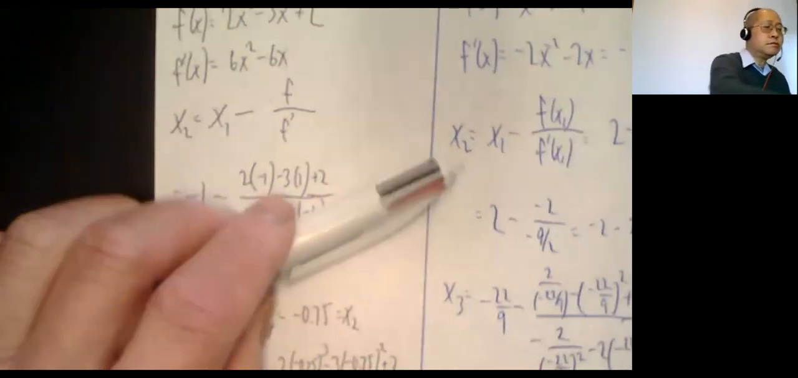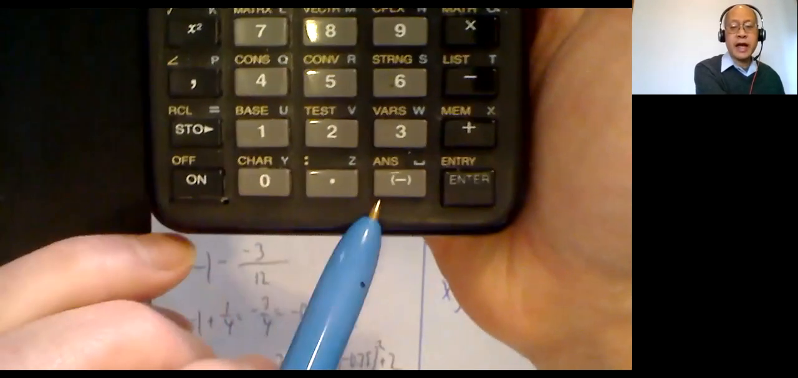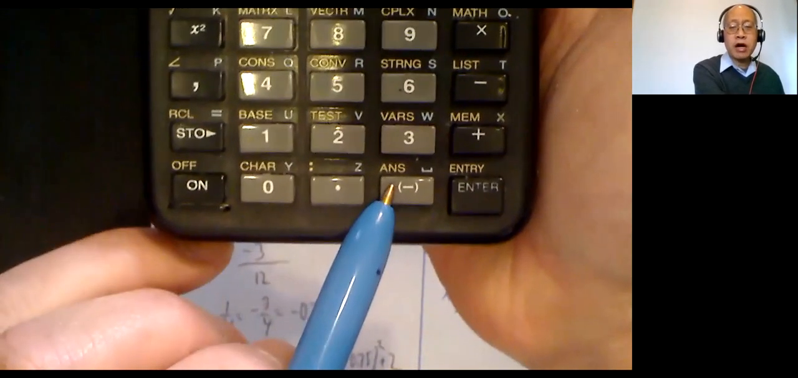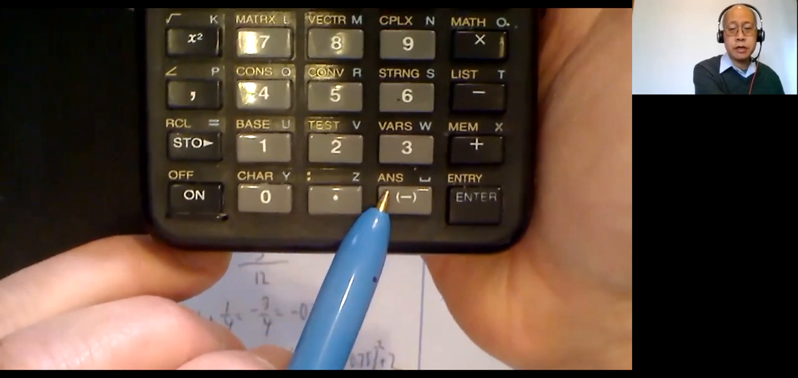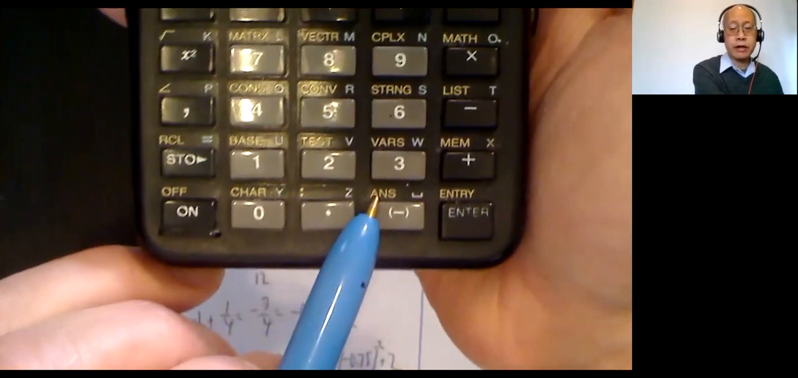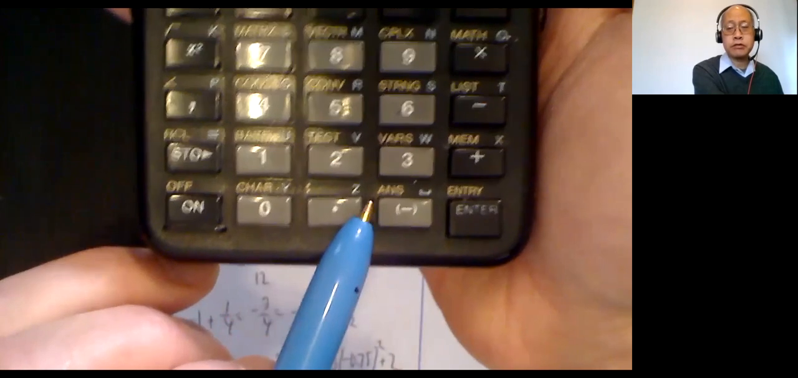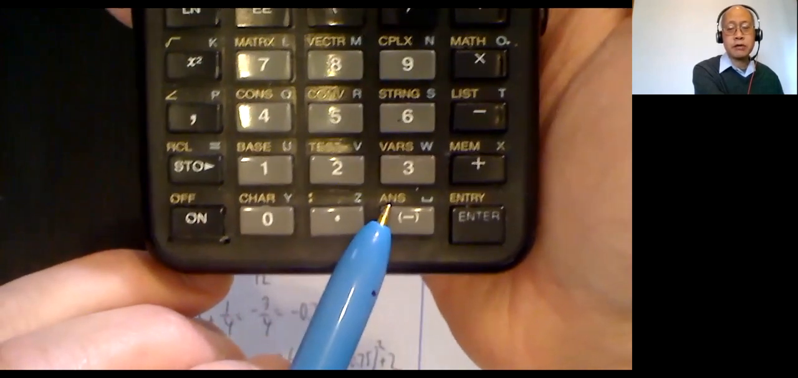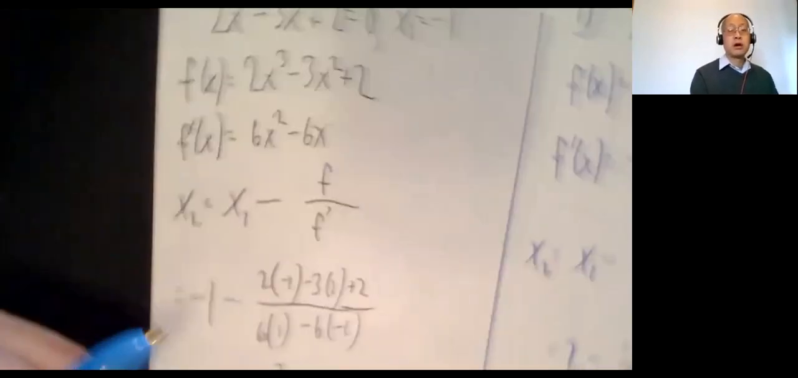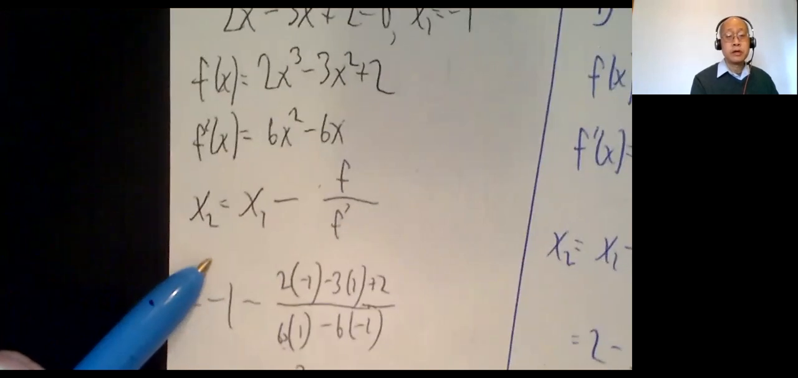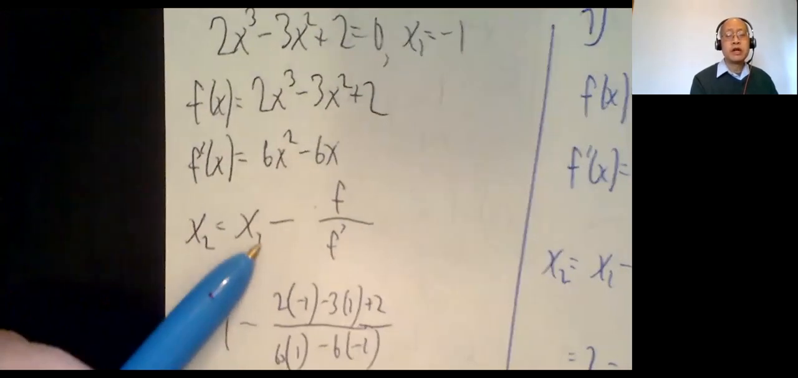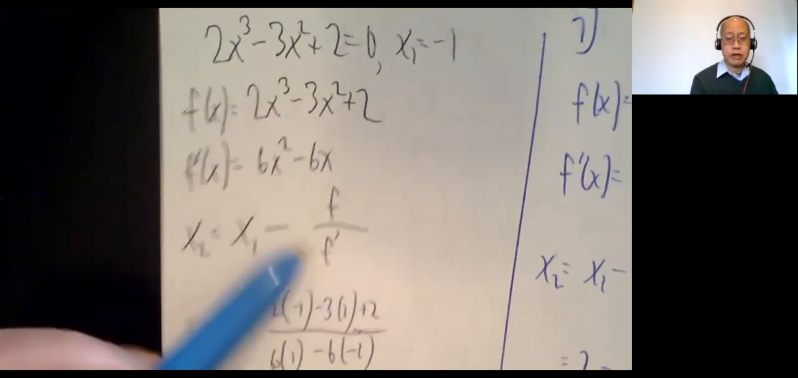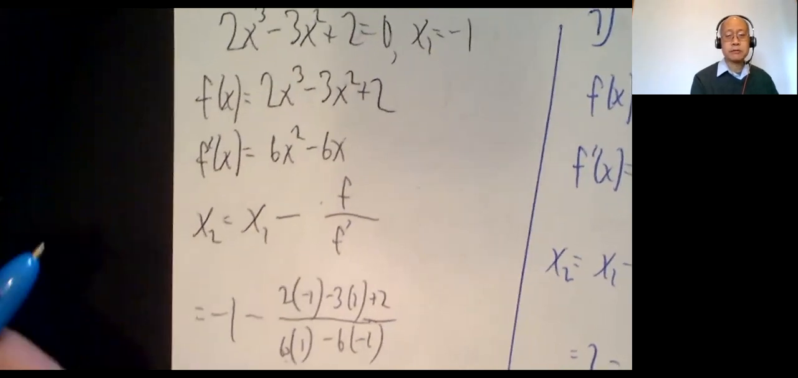All right, now I mentioned earlier about a shortcut using the answer button. Right now, I'm going to pretend you don't have the answer button, which means everybody can do what I'm doing right now. And then later on, I'll show those of you that have the answer button the shortcut, which will make things a little bit easier for you folks. All right, so here we go. x2 by formula is x1 minus function divided by derivative, f divided by f prime.